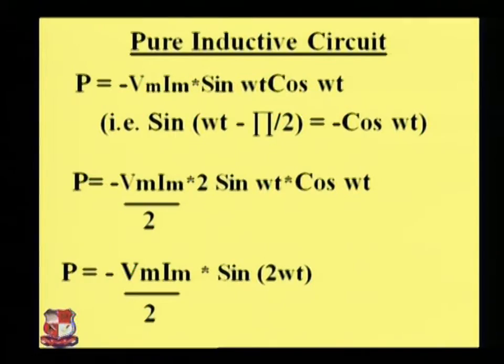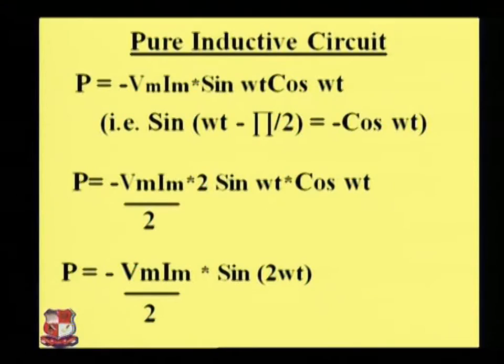Friends, as we all know, sin(omega t minus pi by 2) is nothing but minus cos omega t. So instead of sin(omega t minus pi by 2), we put the value of minus cos omega t into the equation of power. So we get P equals minus Vm Im sin omega t cos omega t. Now multiplying and dividing by 2, we get P equals minus Vm Im by 2 into 2 sin omega t cos omega t.